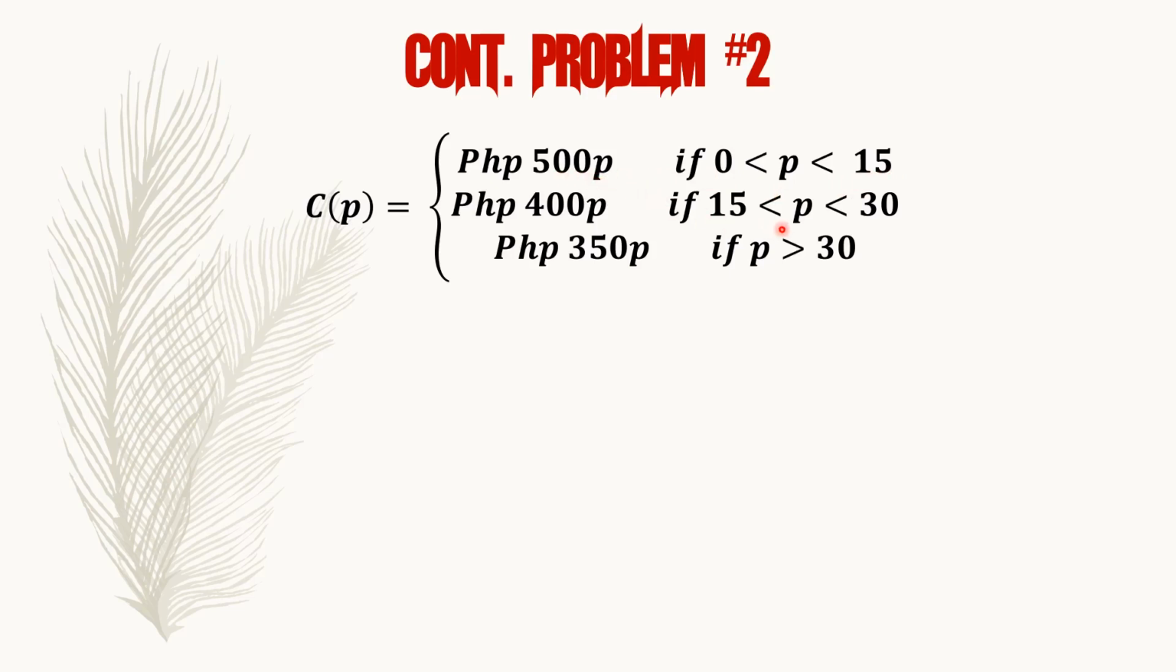Now, if the number of participants is between 15 and 30, meaning you have here 16 up to 29 participants, so P is greater than 15 but less than 30, they will only pay 400 pesos each. So we will have 400 times P. And if the number of participants is greater than 30, each participant will pay 350. So you have 350 times P.